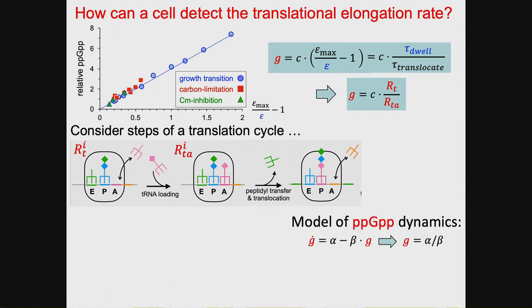When I think about a model of ppGpp dynamics, there's a synthesis and a degradation. So this level would be given by the ratio of synthesis and degradation. The simpler scenario would be if you have a synthesis that's proportional to one pool and a degradation that's proportional to another pool.